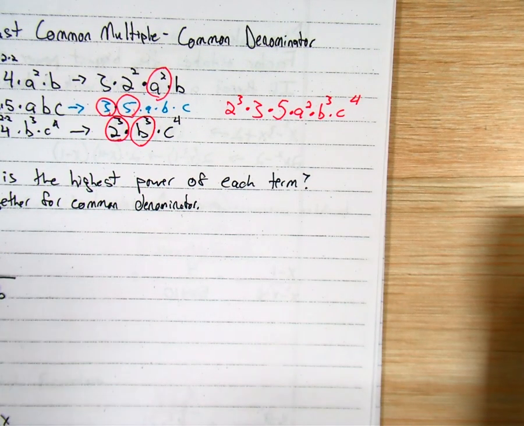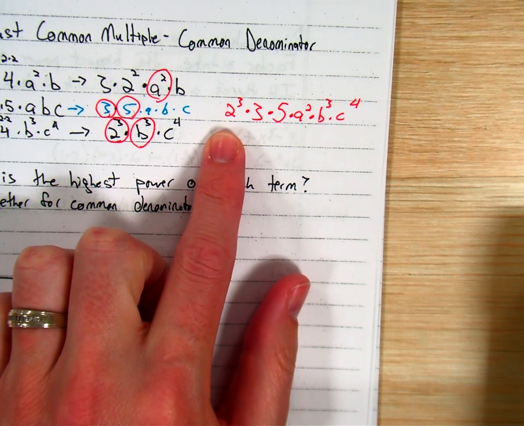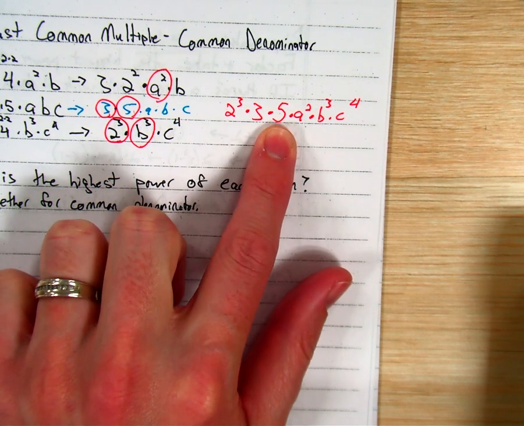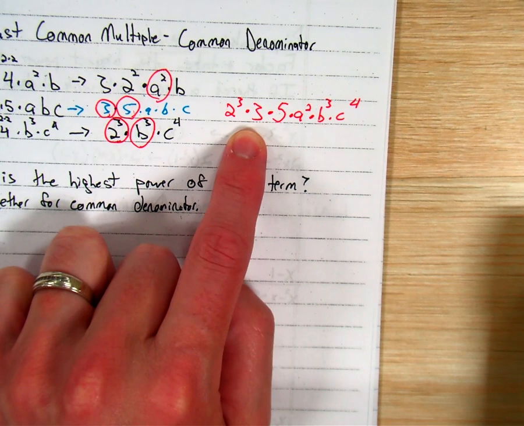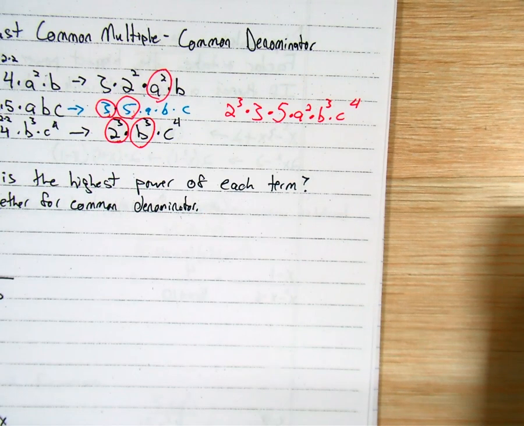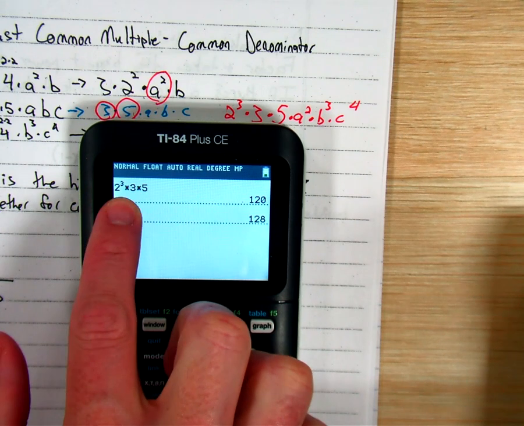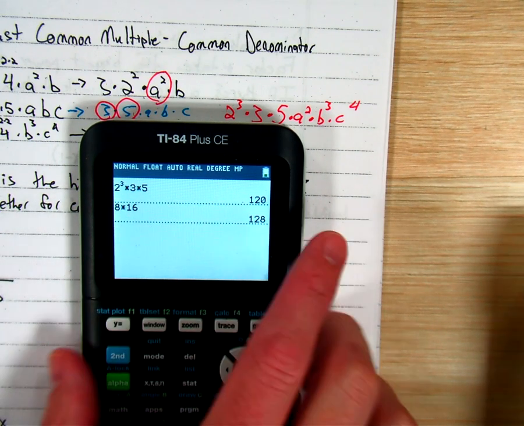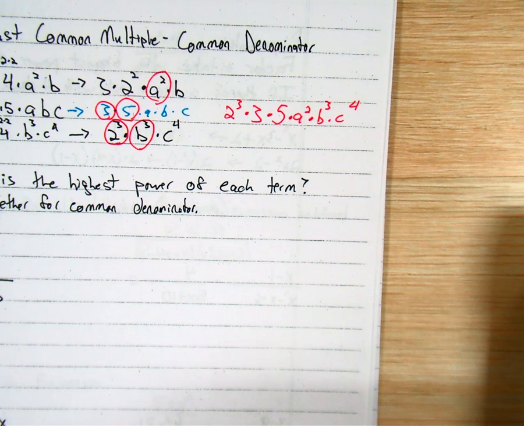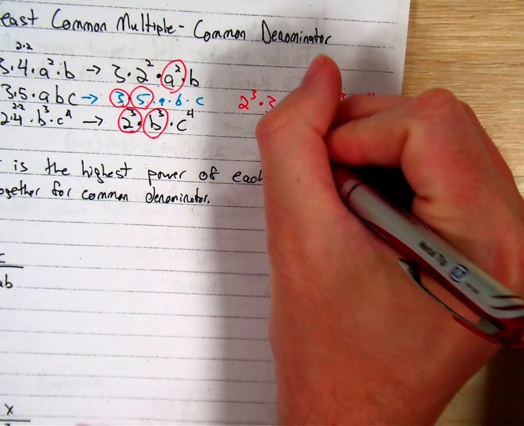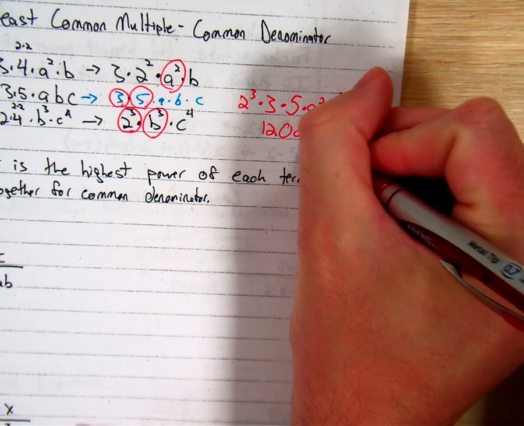Okay. Now the numbers we're going to multiply together. You can maybe do it in your head if you think of 2 to the third being 8. And 8 times 5 is 40. 40 times 3 is going to be 120. Otherwise we can do it on our calculator. 2 to the third times 3 times 5. Our number part is 120. And then the letters just stay the same.